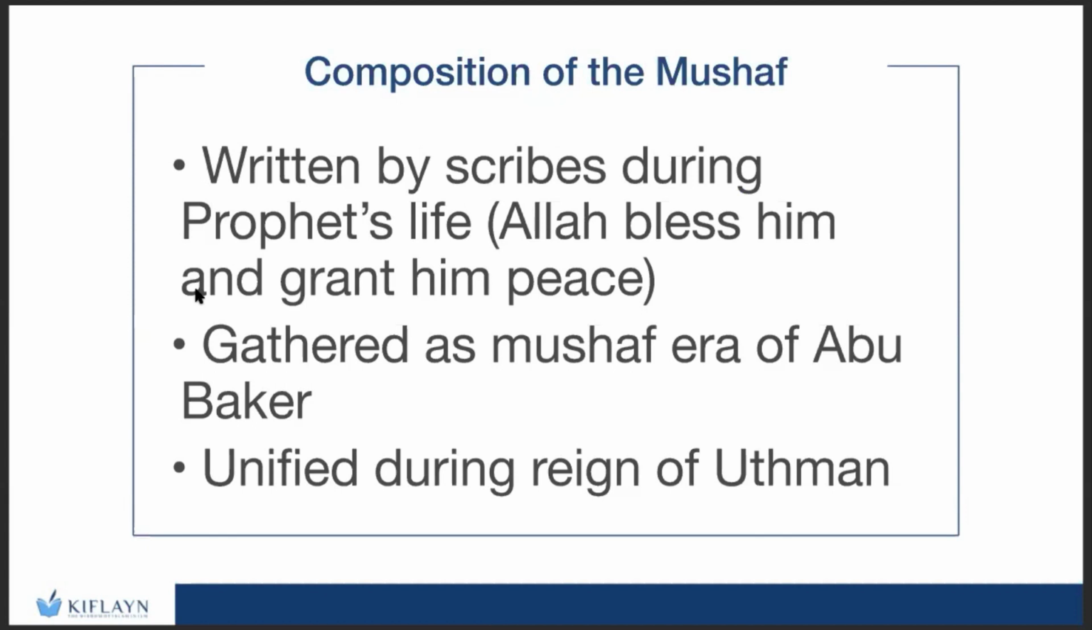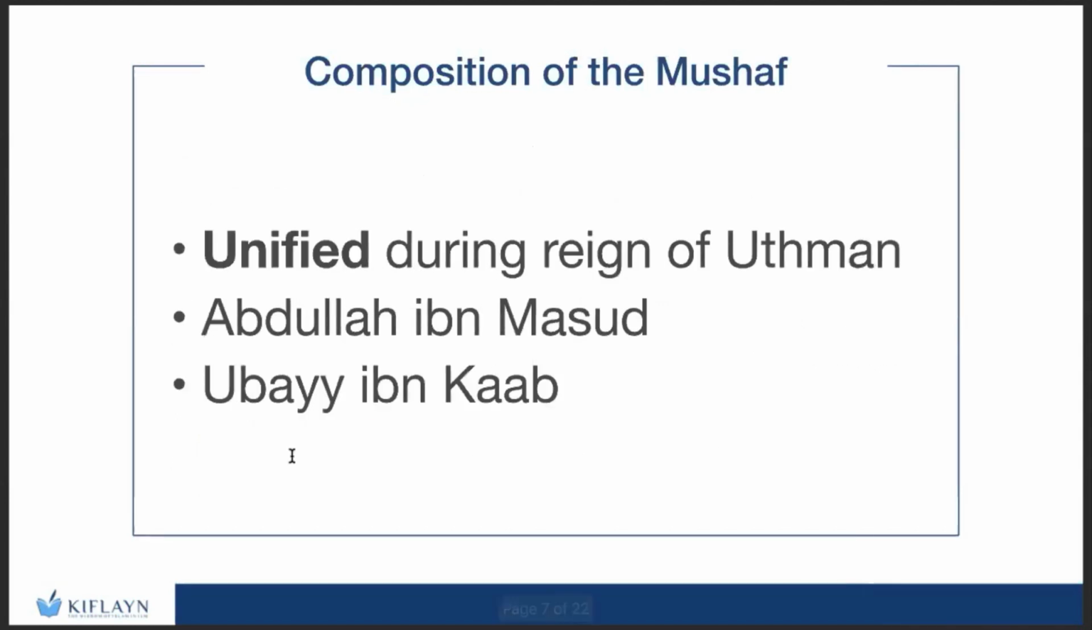So during the lifetime of Sayyidina Abu Bakr, the Mus'haf was gathered into one Mus'haf and was unified during the reign of Sayyidina Uthman. What does that mean? Unified, meaning that there was a standard copy written, and other copies were not considered valid.